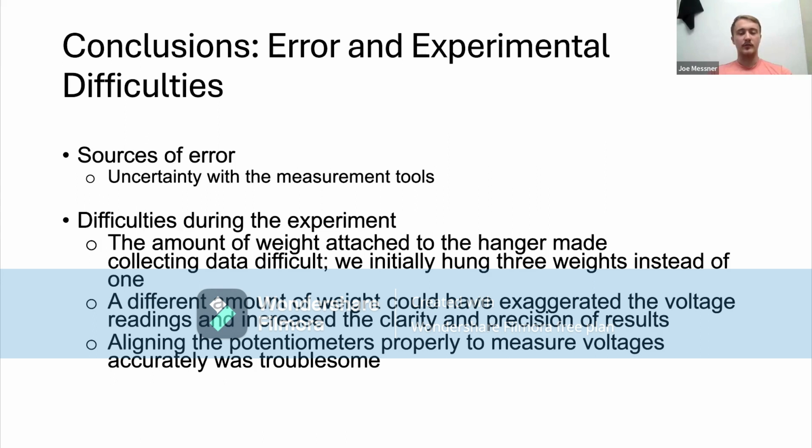Originally, we had three 1-pound weights on the hanger, but that kept crashing into the apparatus and was causing difficulties with the measurements. So we reduced it down to 1. But as a trade-off, having an increased weight would exaggerate the voltage readings and increase the clarity of the results, and probably would improve the precision. So it's sort of a trade-off. And then aligning the potentiometers to measure the voltages was troublesome. Again, we were having problems with them zeroing out.